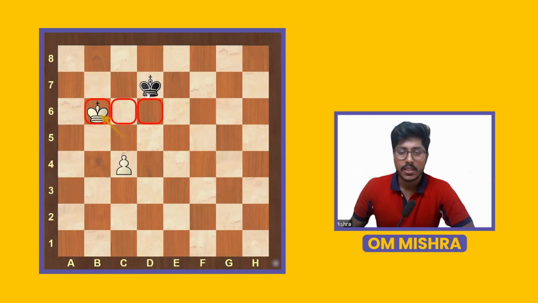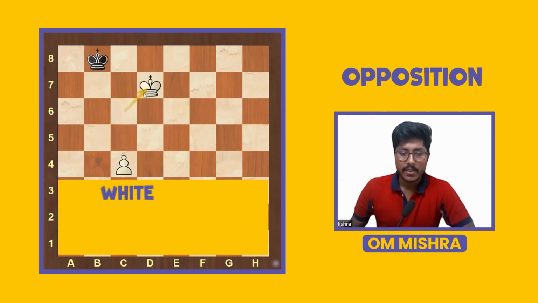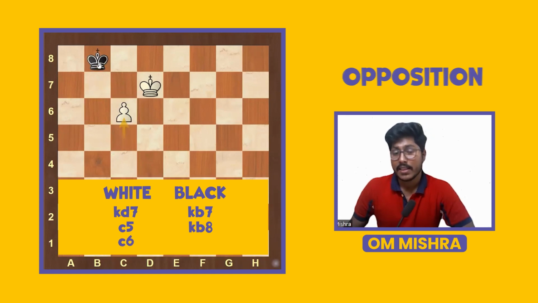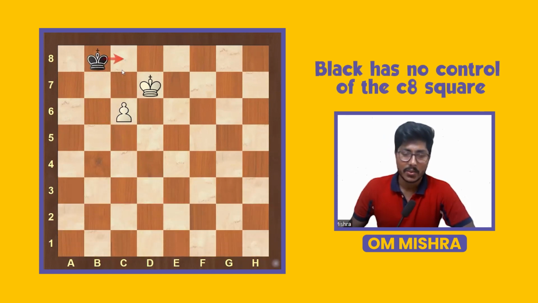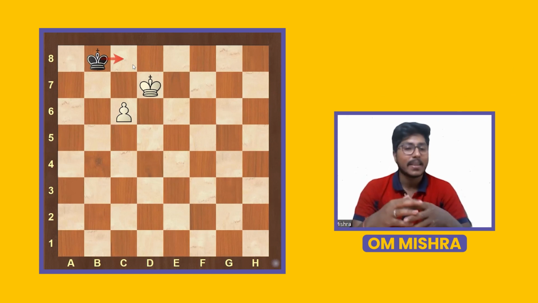So what will happen? See, when the king goes here, I will push the pawn. When the king goes here, now the king will go this way. Again, I will take the opposition. The king will go this side. Then the king will go to d7. Now the king will come to b7, c5 pawn push, king to b8, then c6. Now see, the king has no control over the c8 square, and of course we are going to promote our pawn to a queen. Okay. So this is how the direct opposition works.